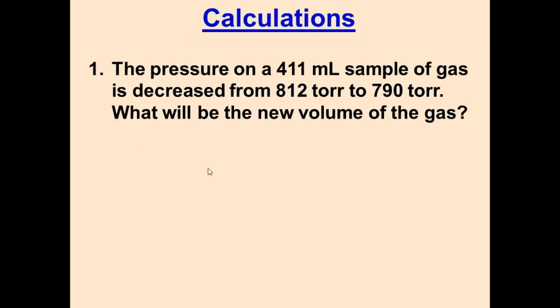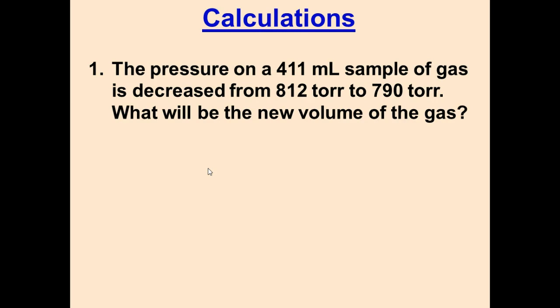And so here's some calculations we're going to do. The pressure on a 411 milliliter sample of gas is decreased from 812 torr to 790 torr. What will be the new volume of the gas?